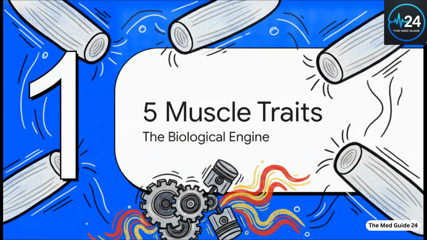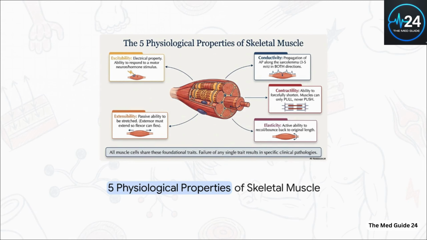We're starting with foundational anatomy and physiology by examining the 5 absolute, non-negotiable traits that every healthy skeletal muscle cell shares. To be a perfectly functioning muscle cell, you need 5 core operational requirements. We're talking excitability, conductivity, contractility, extensibility, and elasticity.